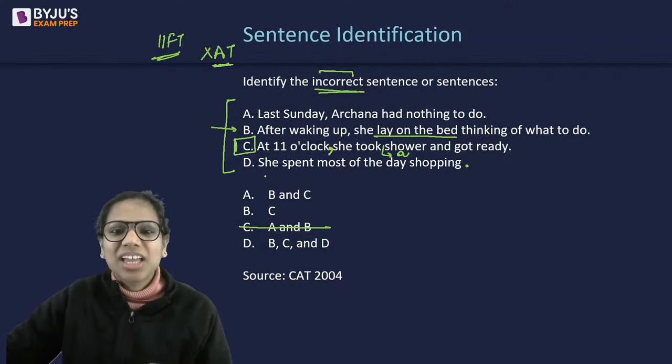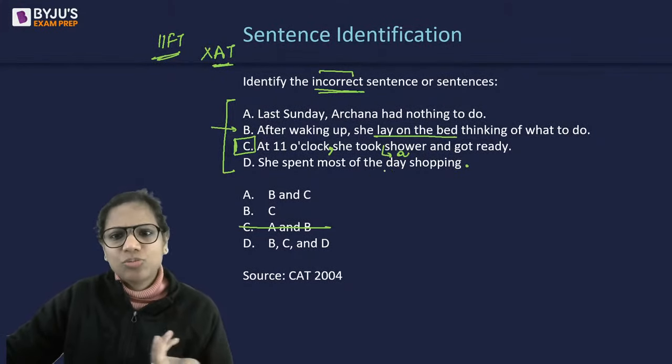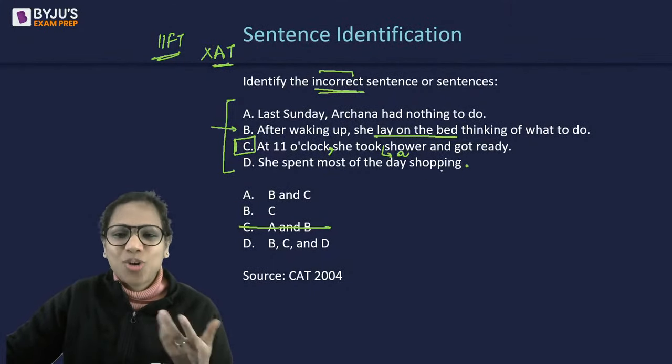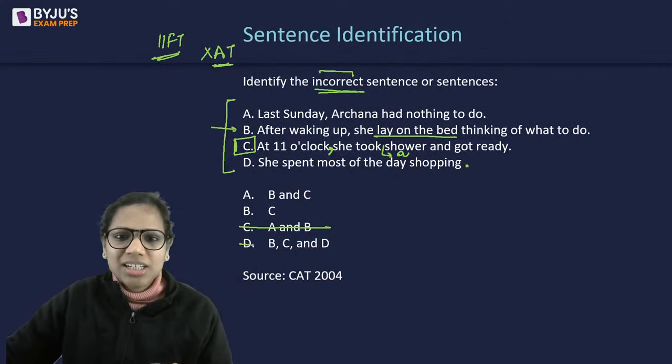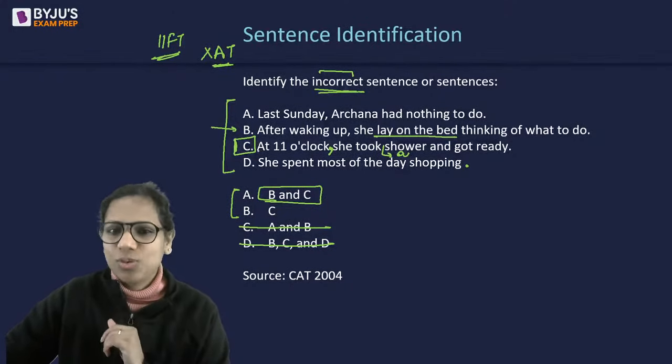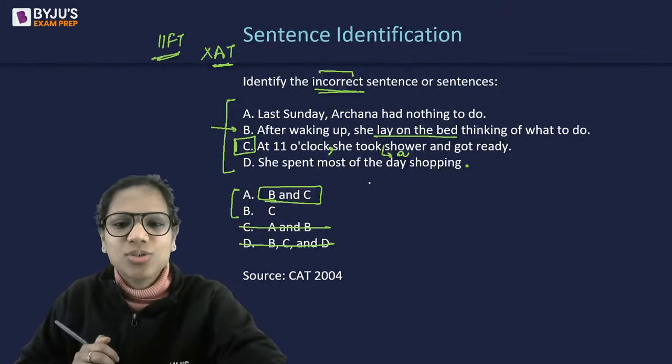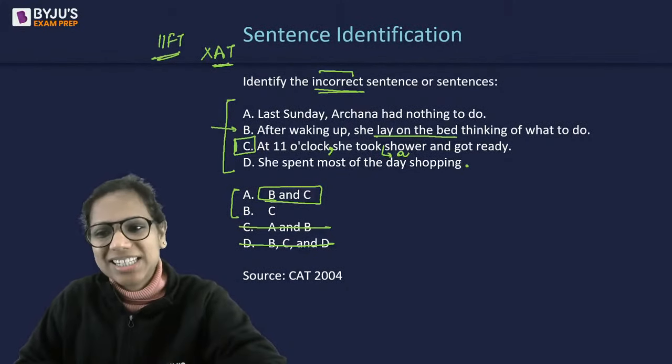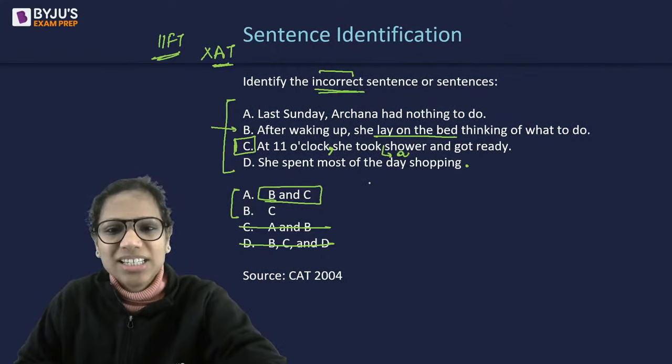Yes. Then D says she spent most of the day shopping. Even this seems correct to me, right? She spent most of the day doing what? Doing shopping. So "doing" is of course not added because shopping itself is an activity. So A and D are correct. Once I realize this, it comes down to these two, B and C, and I find something iffy with B also. So can you tell me what is wrong with B? You are right, option A is the answer.